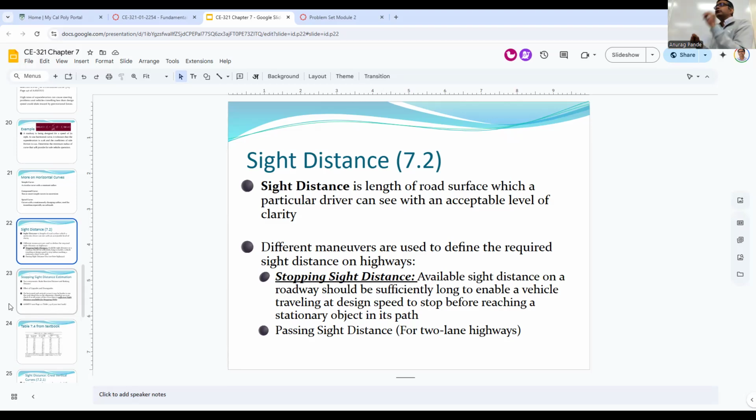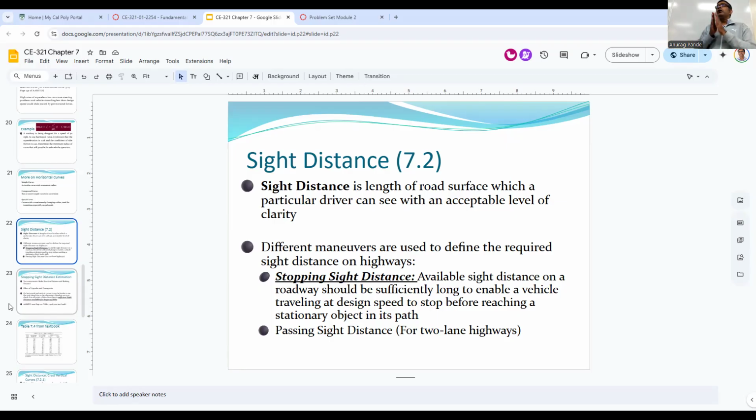Now, we'll talk about stopping sight distance for the most part in this class, but I just want to mention here, before we move forward, that stopping is not the only maneuver we worry about. Sometimes you have to allow drivers to be able to see even longer distances. And one of those examples could be what we call the passing sight distance. Again, we are not going to talk about that in this class. Passing sight distance, very important on two-lane roadways, right?